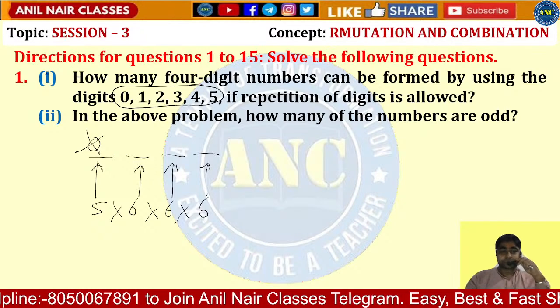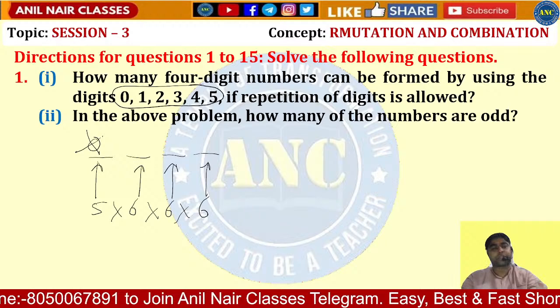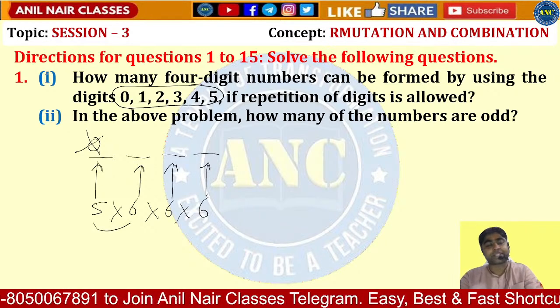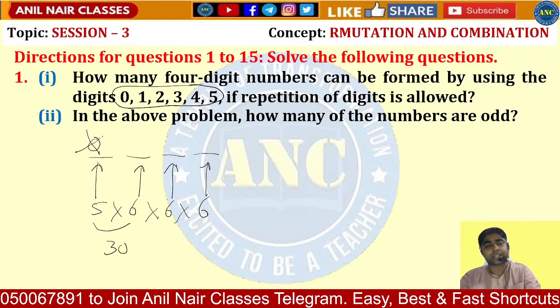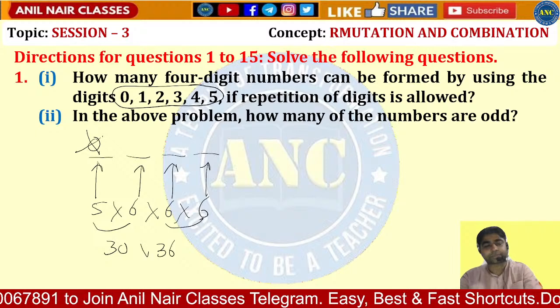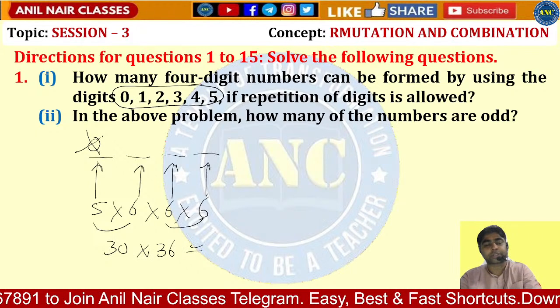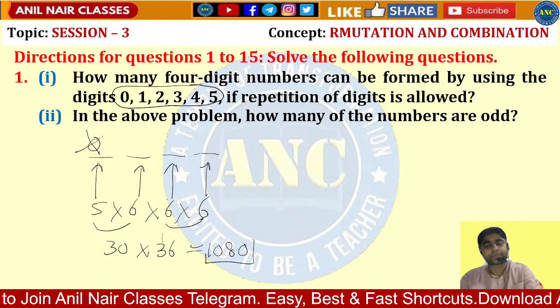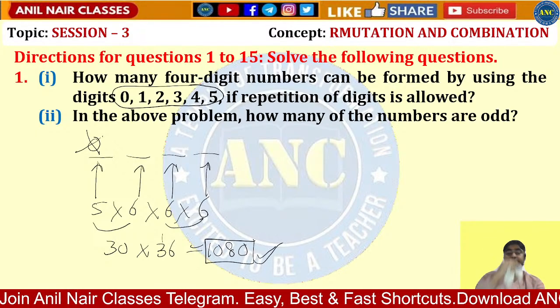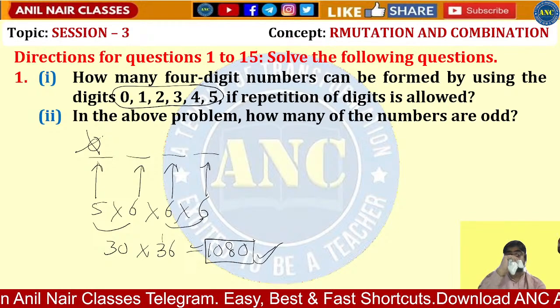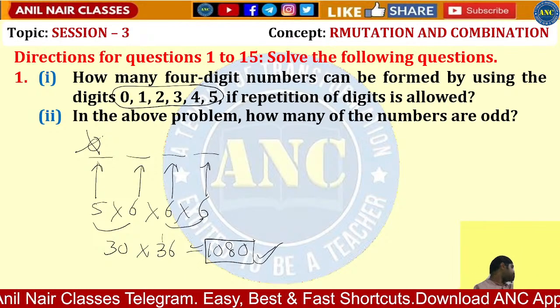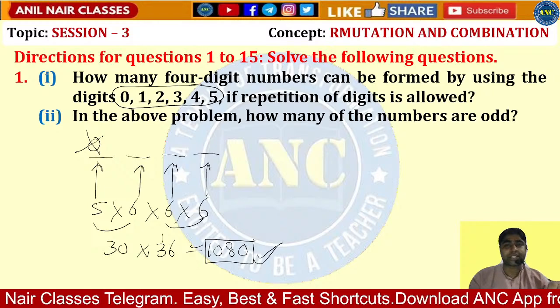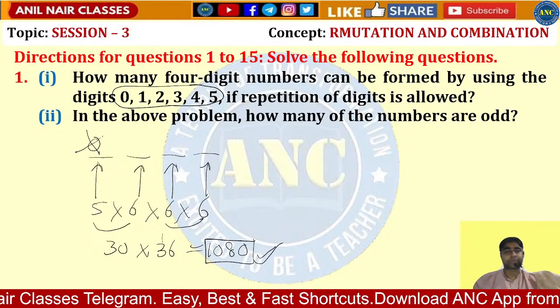Sorry. A sign of multiplication. So what will become my answer? 5 6s are 30 and 6 6s are 36. Okay. So 6 3s are 18. 1080. So in total, how many ways can I do this arrangement? I can do it in 1080 ways. Okay.